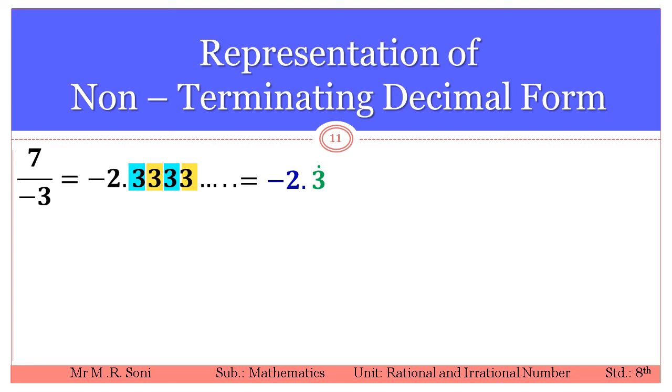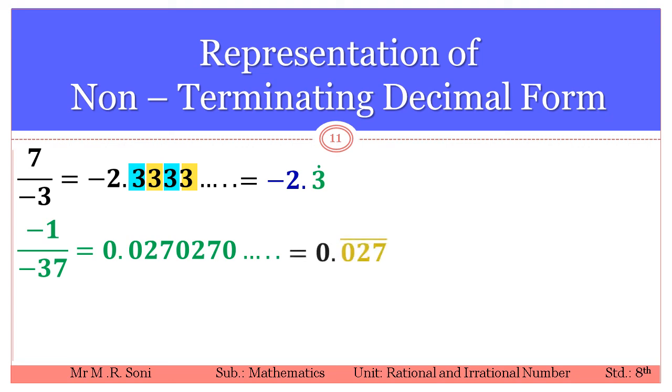Let's see another example. -1 divided by -37 equals 0.027 and so on, which is again 0.027 bar. Now see students, here there is not a single digit which is repeating. There is a set of 3 digits which are repeating, that is 027 itself.